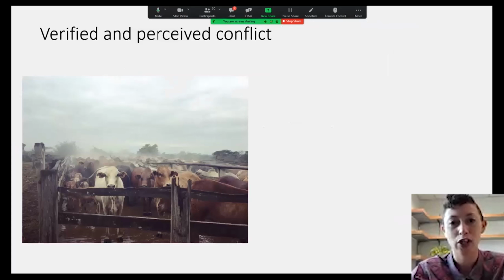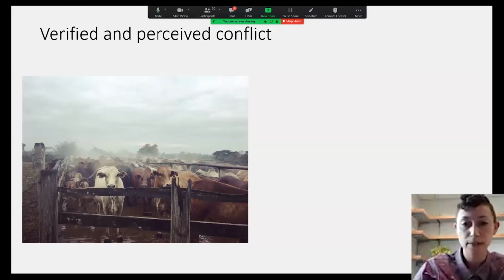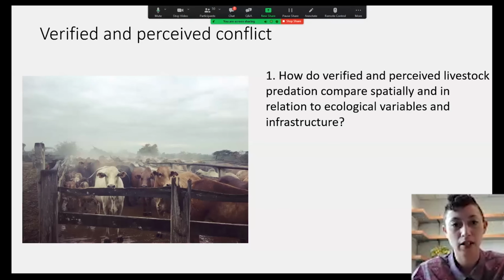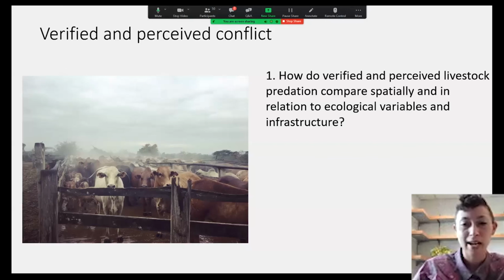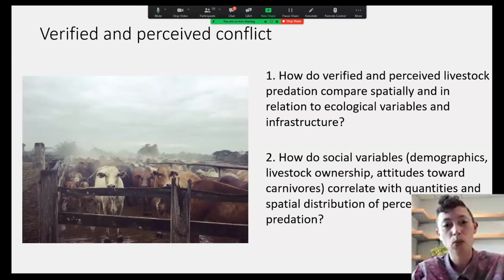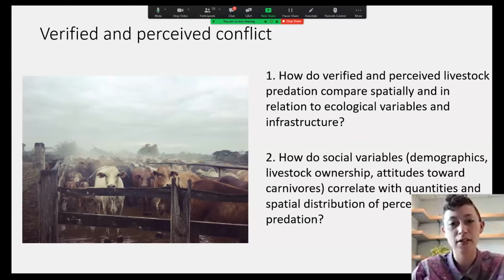So we know from our definition of human-wildlife conflict that human perceptions are important and that human perceptions can be different from what we see with scientific or recorded evidence. So we wanted to see how people's perceptions of livestock being killed by carnivores were different from the livestock killing events that the government had recorded in this region. To address this gap, we looked at 2 questions across the Kenya study site. So first, how do verified and perceived livestock predation compare spatially and in relation to ecological variables and infrastructure? And second, how do social variables correlate with quantities and distribution of perceived livestock predation?